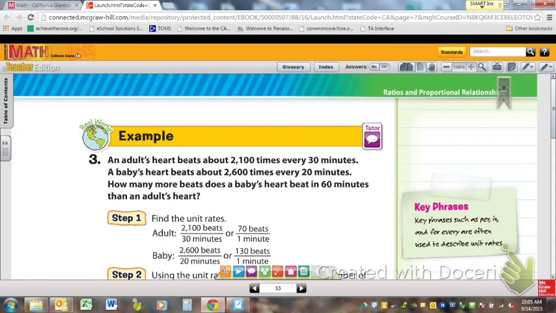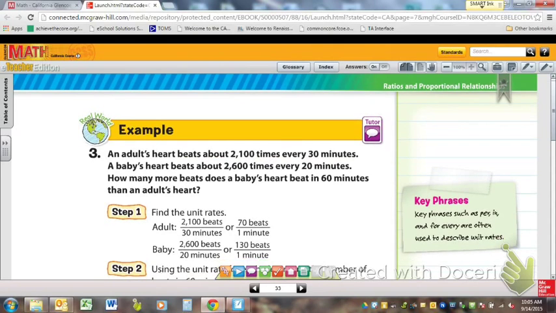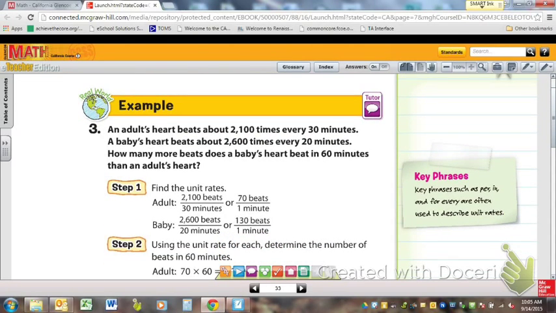Before we look at some of the problems we'll be doing today, here's one that takes a lot of steps. An adult's heart beats about 2,100 times every 30 minutes. A baby's heart beats about 2,600 times every 20 minutes. How many more beats does a baby's heart beat in 60 minutes than the adult's heart?